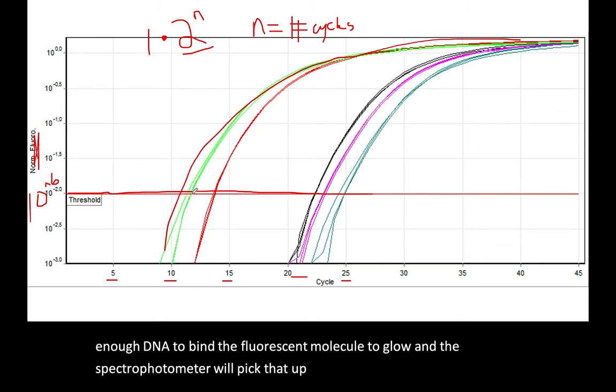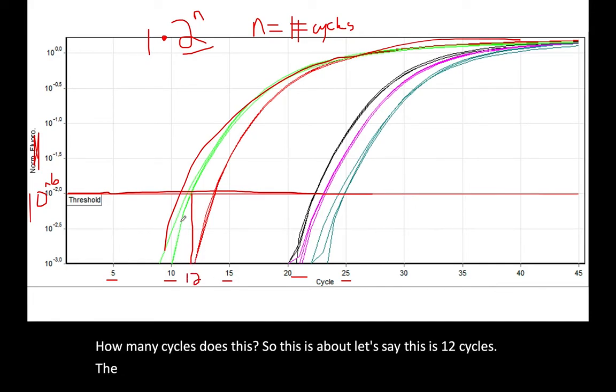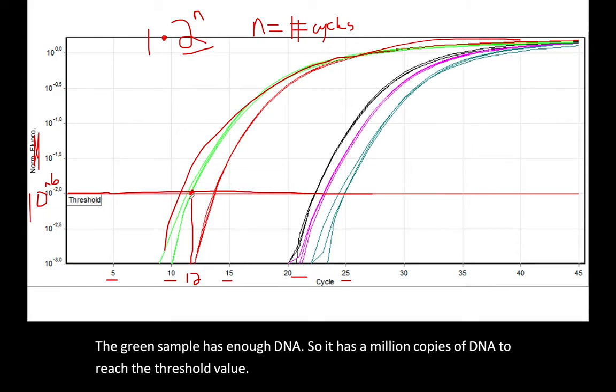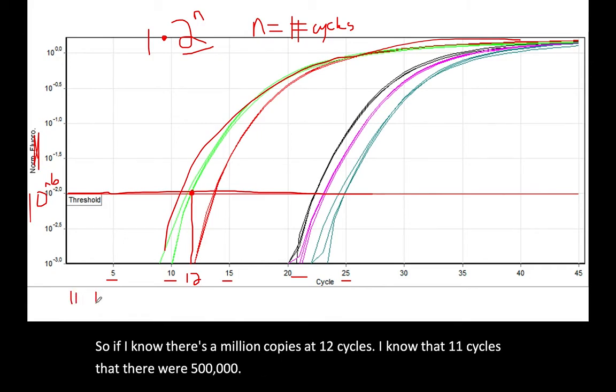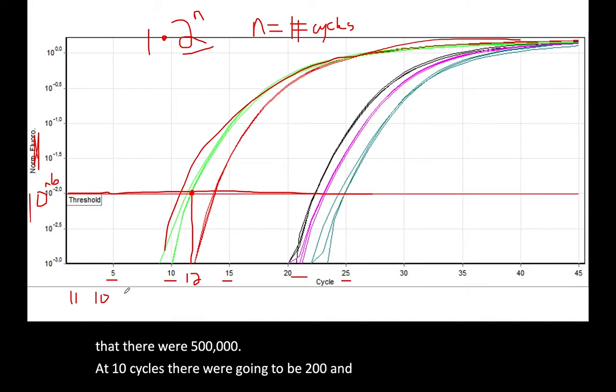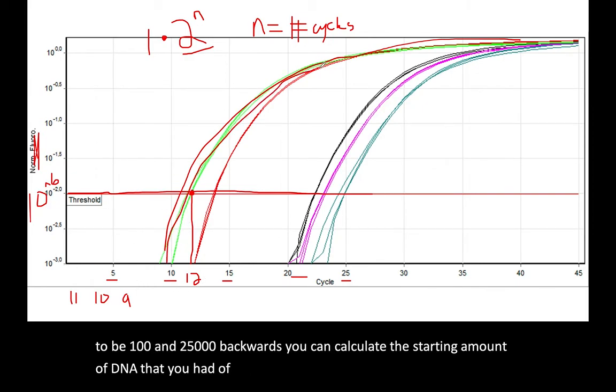So at how many cycles is this? Let's say this is 12 cycles. The green sample has enough DNA, so it has 1,000,000 copies of DNA to reach the threshold value. So if I know there's 1,000,000 copies at 12 cycles, I know that at 11 cycles there were 500,000. At 10 cycles, there were going to be 250,000. At 9 cycles, there are going to be 125,000. Backwards, you can calculate the starting amount of DNA that you had of the green sample.